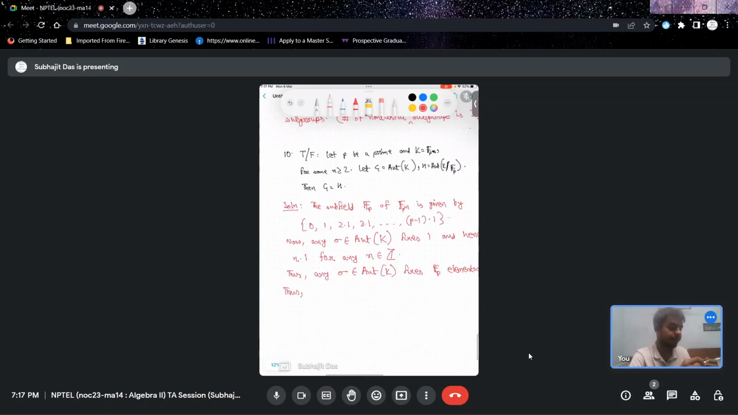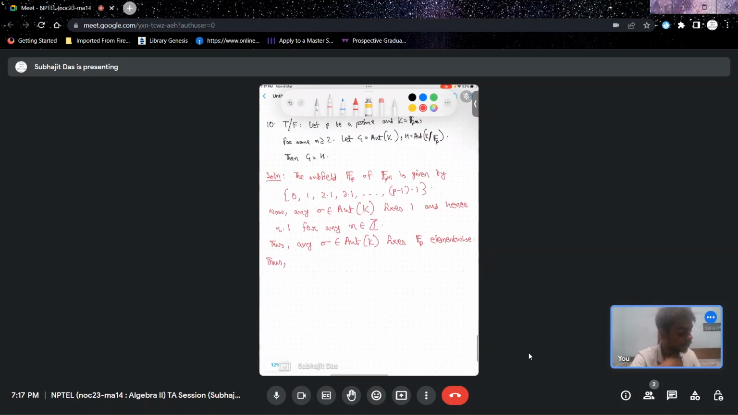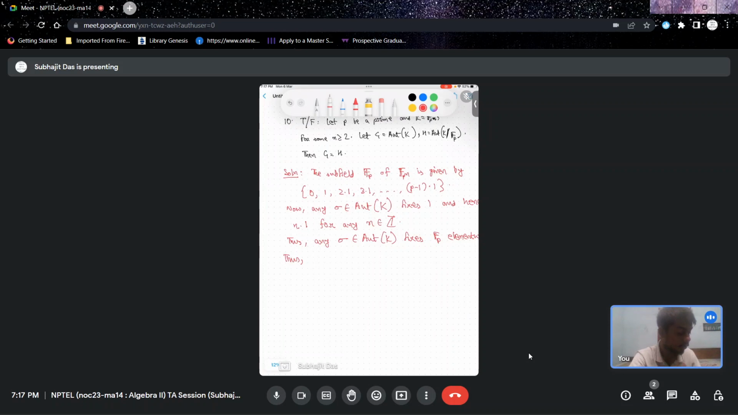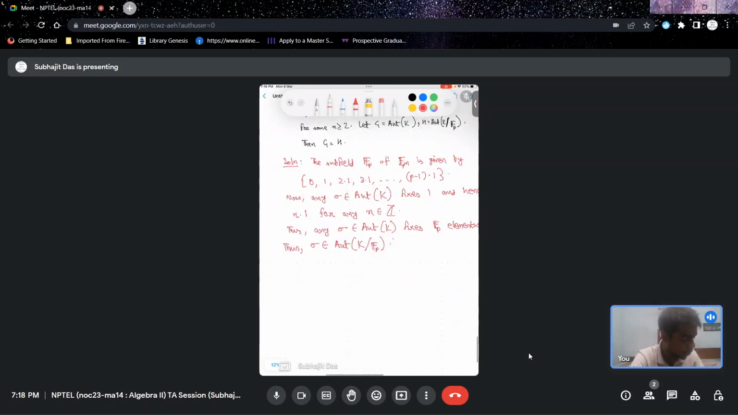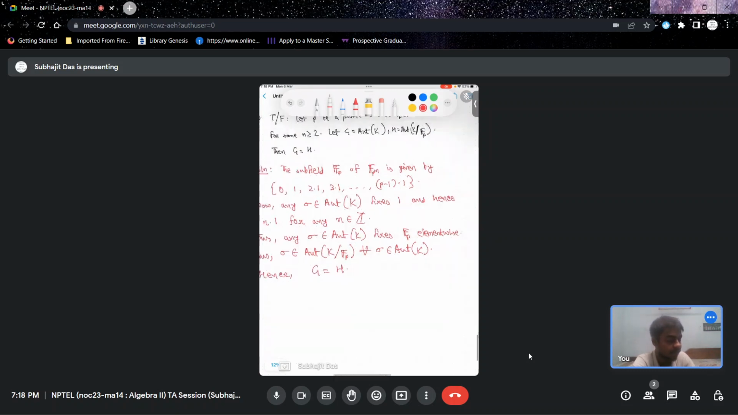Thus sigma belongs to Aut(K) over F_p for all sigma in Aut(K). So the upshot is that the prime subfield is always fixed by any automorphism. Hence capital G is indeed equal to capital H. They have to be equal.